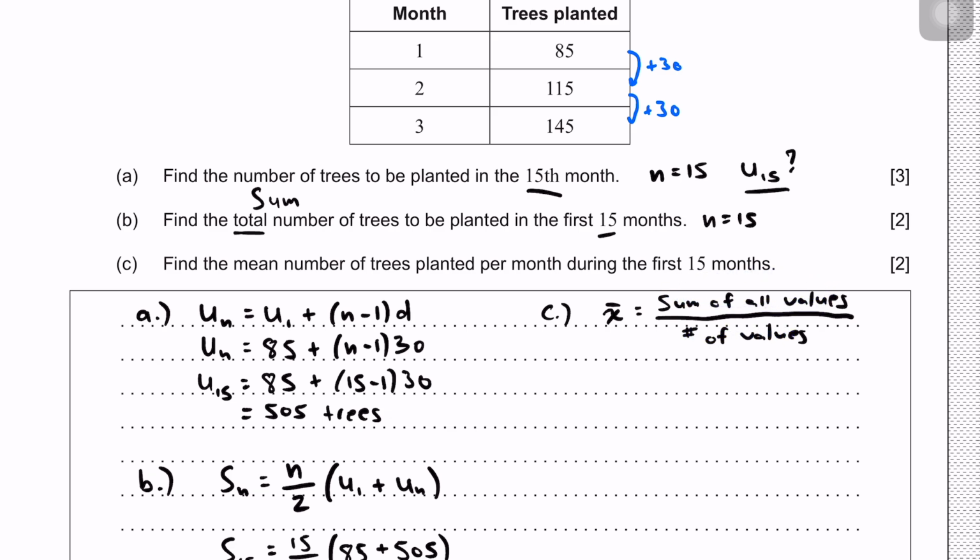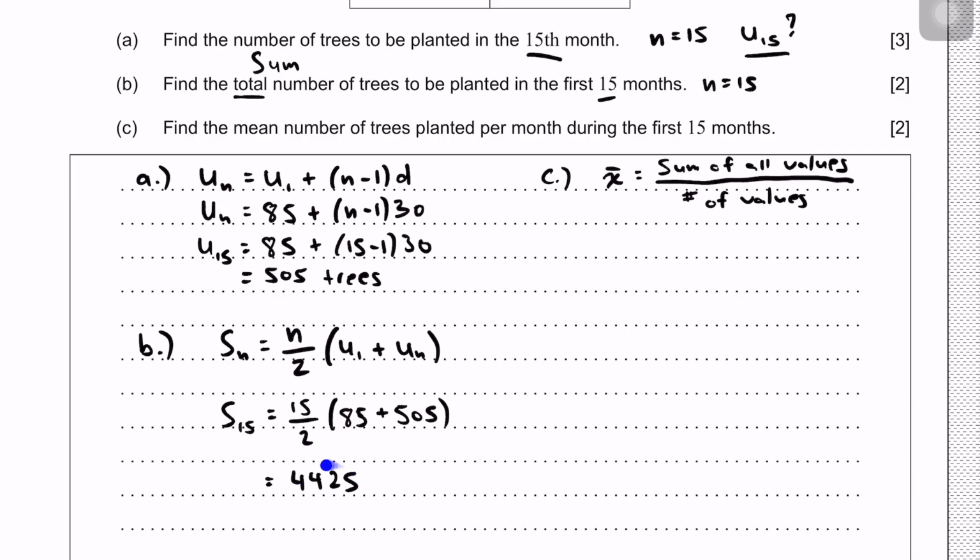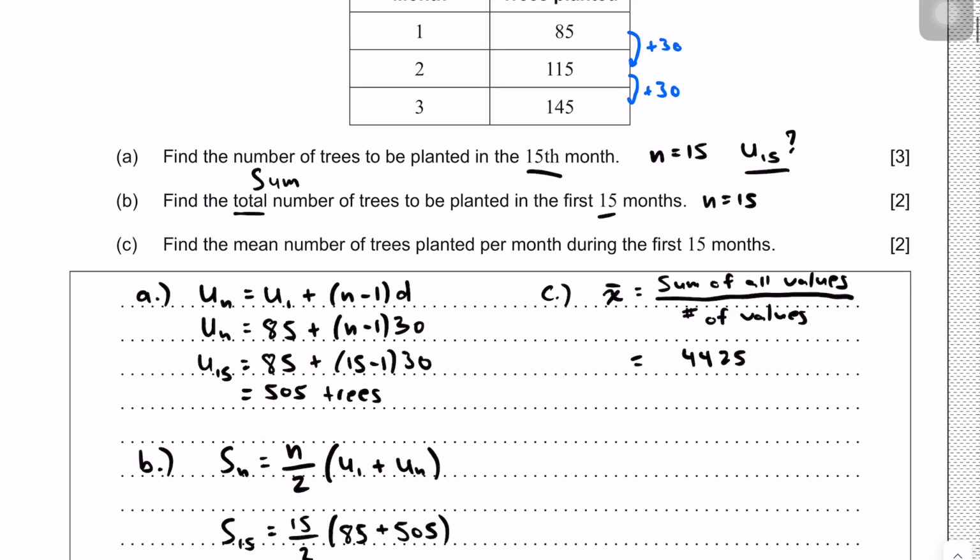So we could say we planted 85 plus another 115 plus another 145. But we know altogether there were 4,425 trees planted. And the question is, how long did that take us? Well, in this case, 15 months. So if we planted 4,425 trees over 15 months, this would give us our average rate, you could say, of how many we planted per month.